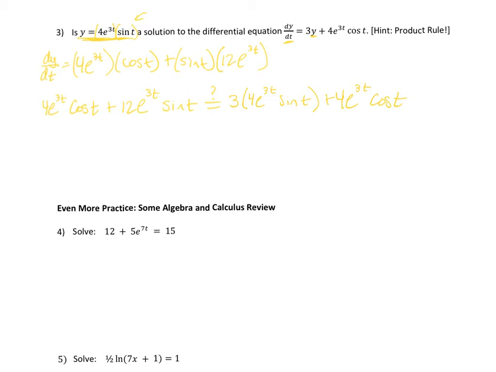So just simplify it quickly. 4e^(3t) cosine t plus 12e^(3t) sine t. And then simplifying on the right, we get 12e^(3t) sine t plus 4e^(3t) cosine t. Yes, those two sides of the equation are equal. So yes, it's a solution.